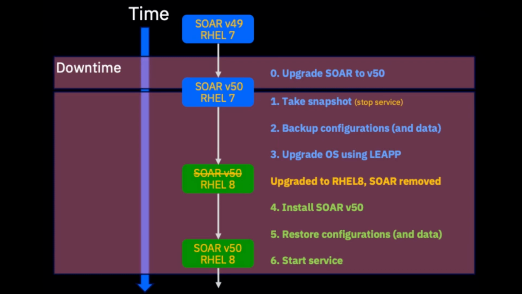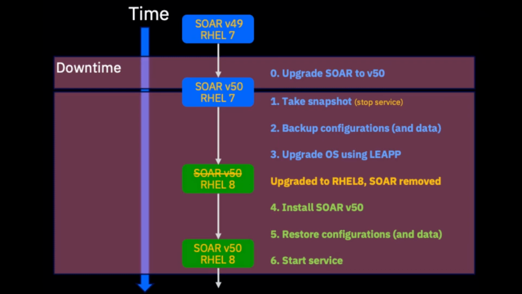As you can see here in the graphic, we're going to upgrade our SOAR platform first from version 49 to version 50, and then we'll upgrade the underlying operating system from RHEL 7 to RHEL 8. And in order to do that, we're going to take a backup of the SOAR configuration and the SOAR data. Then we'll upgrade the OS using the Leapp tool from Red Hat.